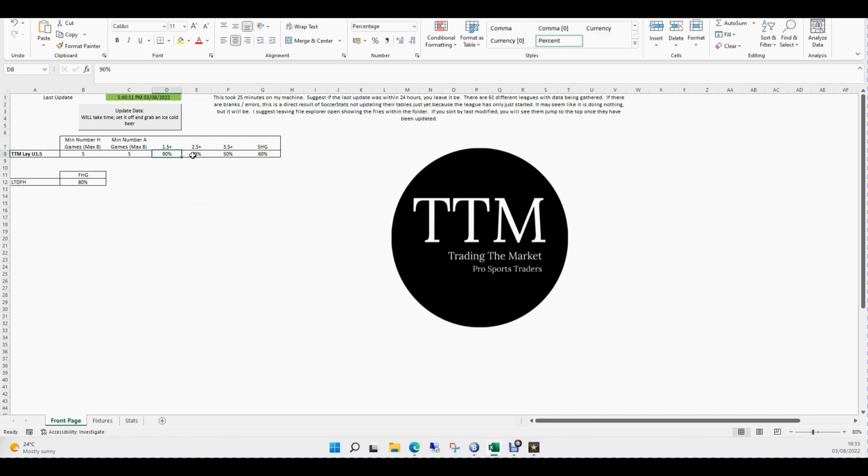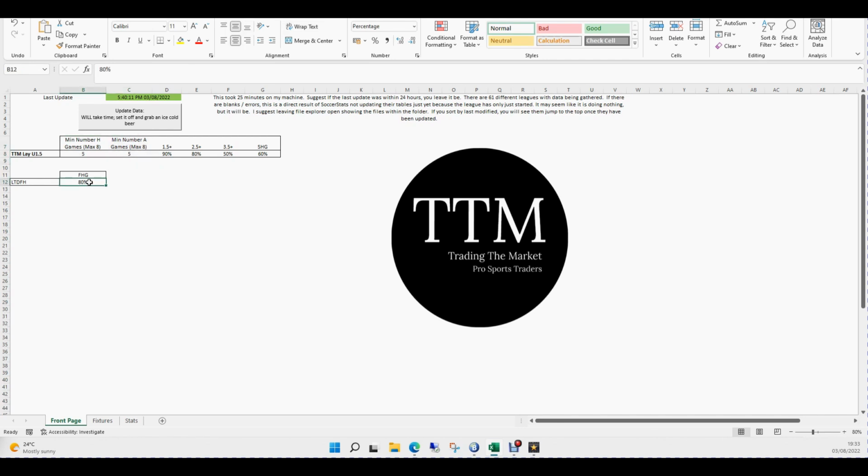These boxes here you can change to your heart's content. Here at TTM we used the second half goal above 60% and 1.5 goals above 90. 2.5 and 3.5 will give you an indication if the game is 1-1 at half time, whether you can expect some more goals. These boxes here will be for a later iteration of this sheet. We'll make sure you don't get any false games where you may have missed that they haven't started the season.